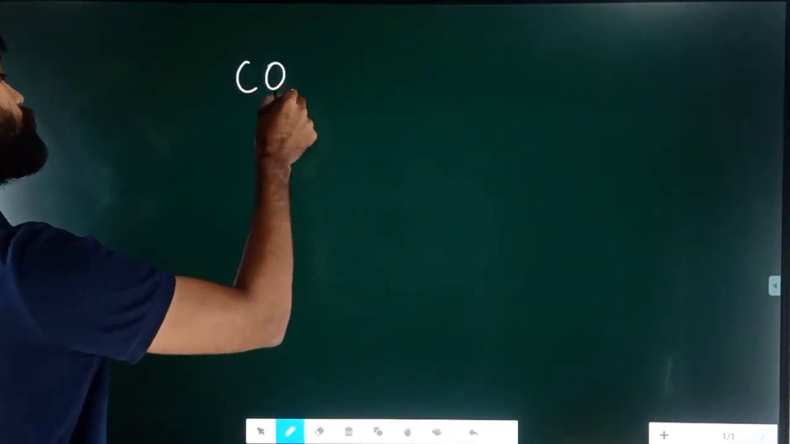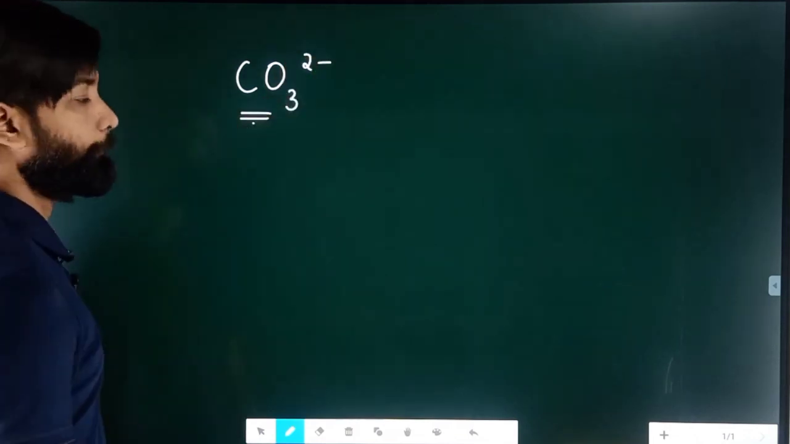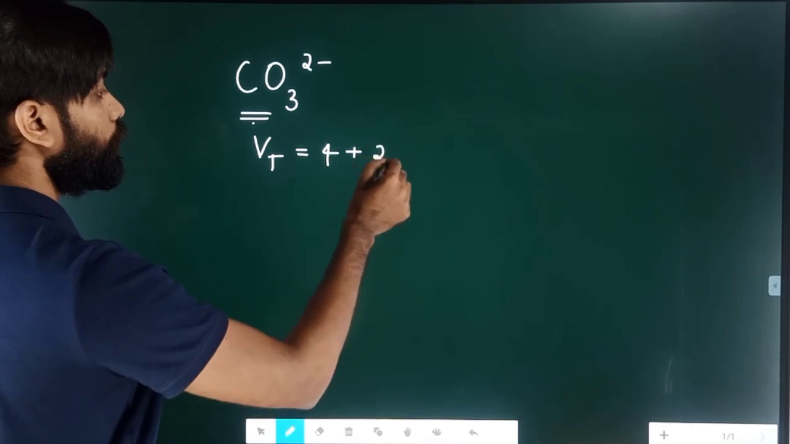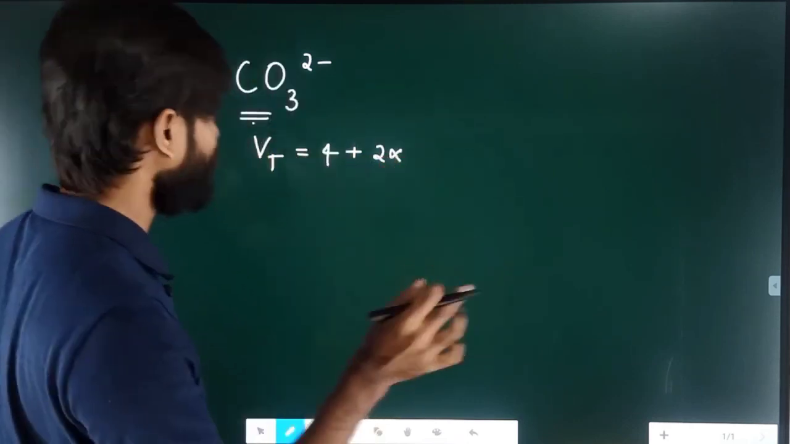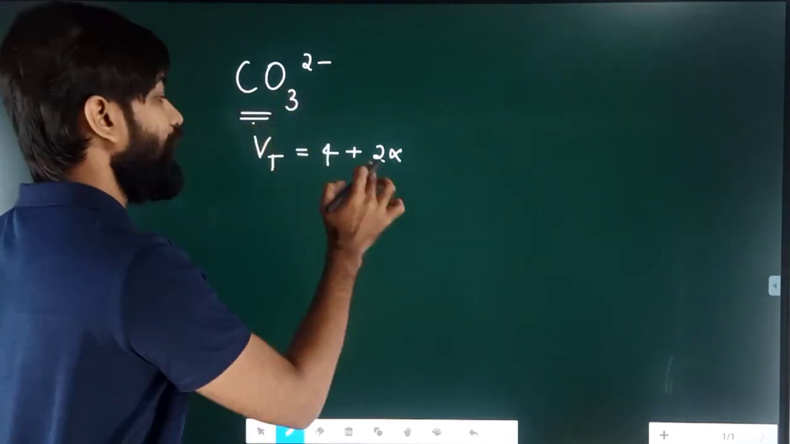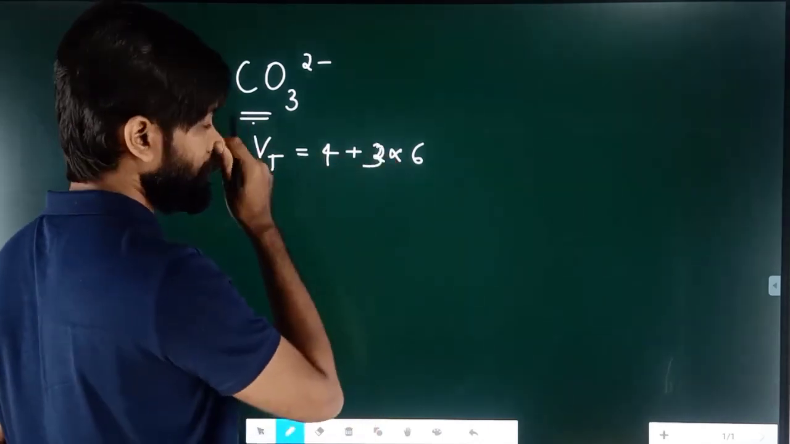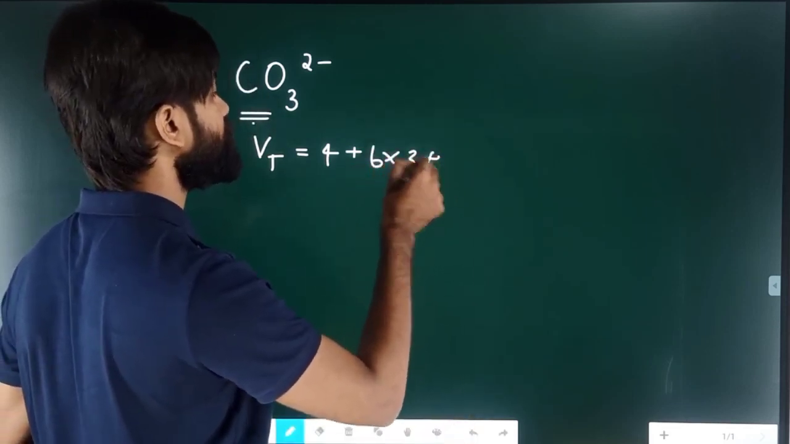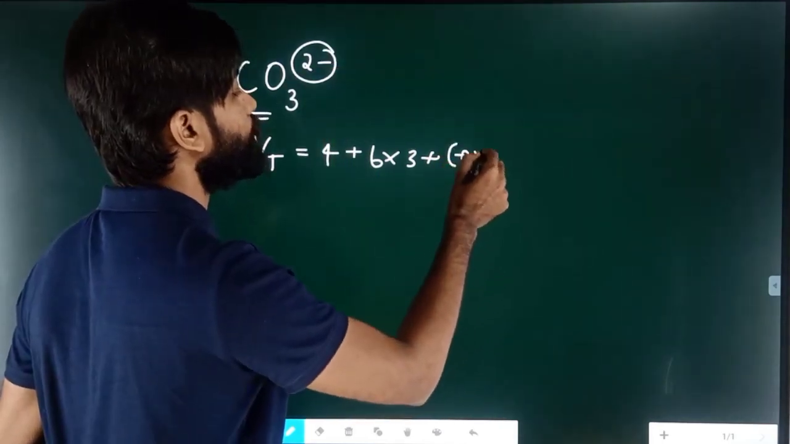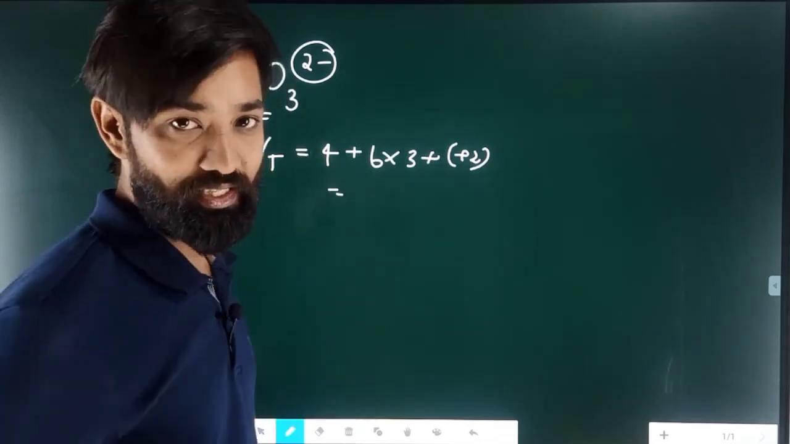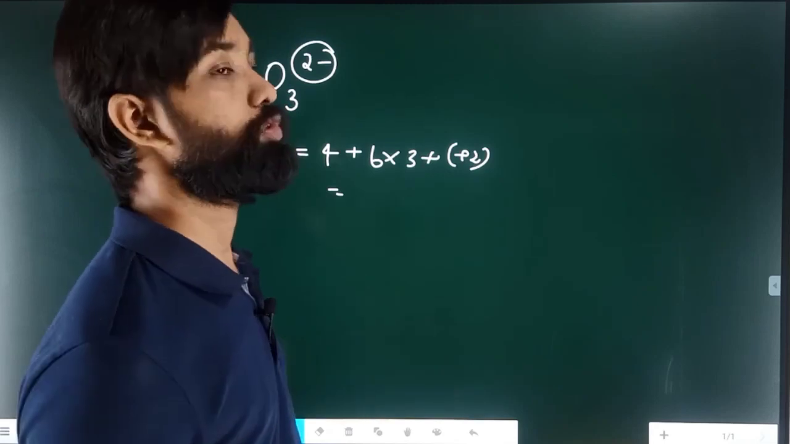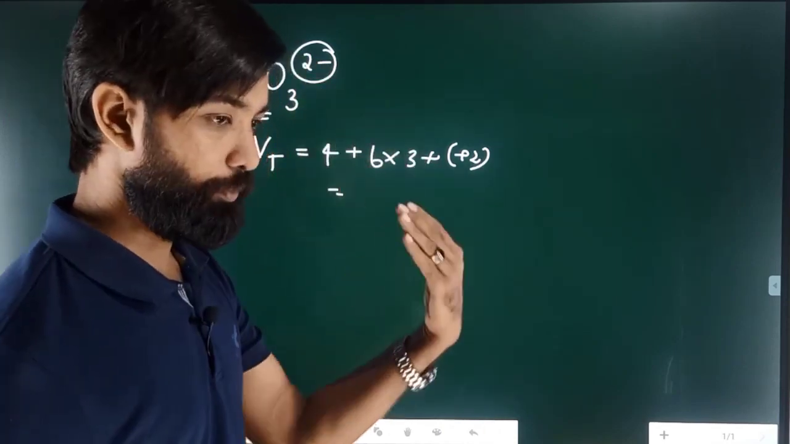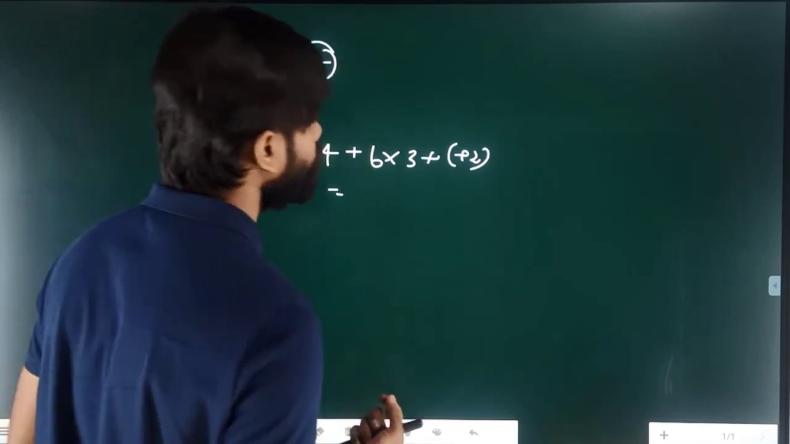Now the next, CO3 2 minus. Total valence electrons: carbon 4 plus 2, it's not total valency, it's total valence electrons. Valence electron of carbon 4, valence electron of oxygen 6. So this is 3 into 6, plus the additional 2 electrons. In case of finding valency, the minus decreases the valency by 2. But in case of finding valence electrons, you have to add those electrons.